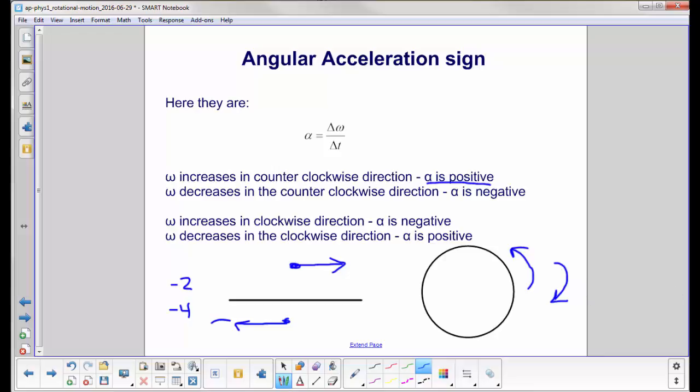So a lot of stuff on this slide. The best way now is to take a couple minutes, assign some arbitrary values of velocity and angular velocity, take the delta, which is always final minus initial, and see what sign you get and verify that this is correct.